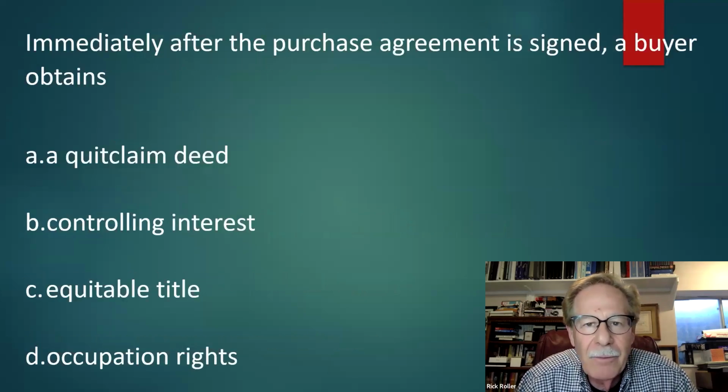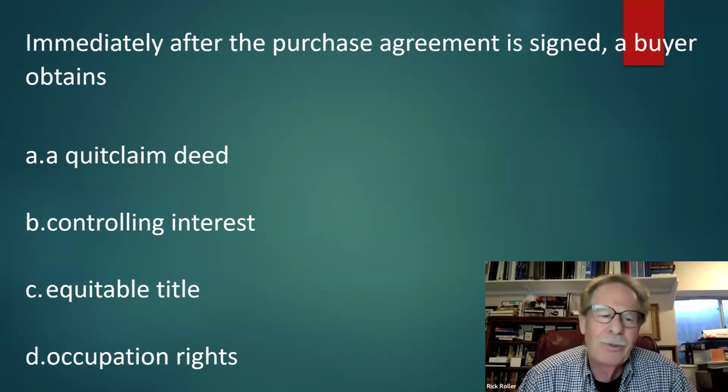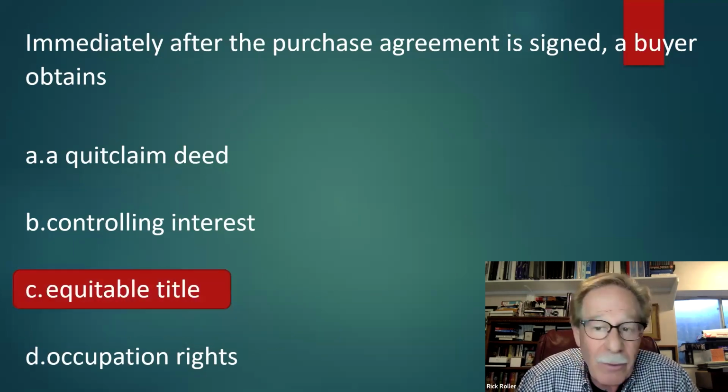Immediately after the purchase agreement is signed, a buyer obtains a what? Do they get a quitclaim deed? They haven't even bought it yet. Controlling interest, equitable title, or occupation rights, right to move in? No. Guys, they get something that we call equitable title. It's under contract, so they have the right to buy it. But it hasn't closed yet.